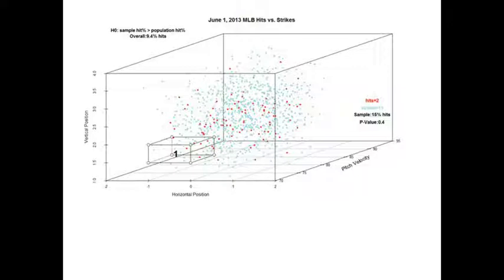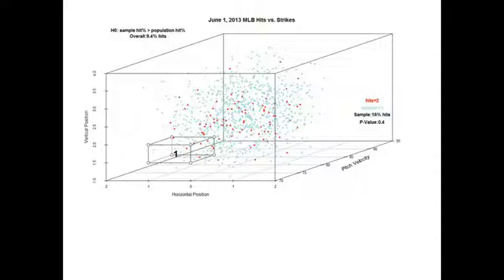What on your screen is the strike zone for all the pitches, the strikes thrown on June 1st, 2013 in Major League Baseball. So the x-axis is the horizontal position, the y-axis is the vertical position, and the depth is the pitch velocity. So the deeper it is in the box there, the faster the pitch is thrown. We have all the strikes in the zone represented as dots. The red dots were the ones that were hit.